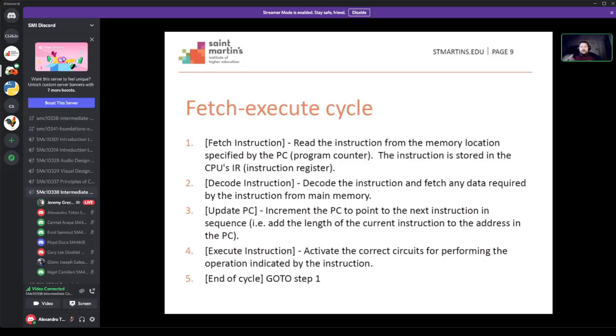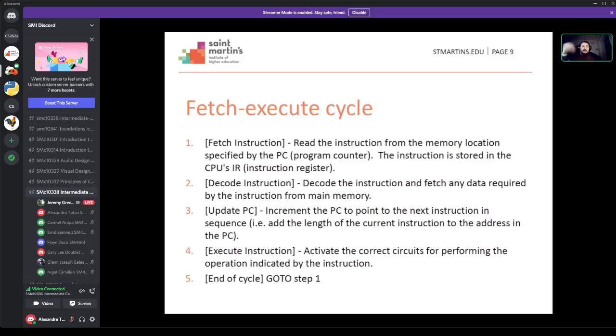Usually, they fall under these 5 categories. So first, we fetch the instruction. Essentially, what we're doing here is reading the instruction from memory, specified by the program counter, and we copy that instruction into the instruction register. Once we have that copy within the instruction register, we decode the instruction.